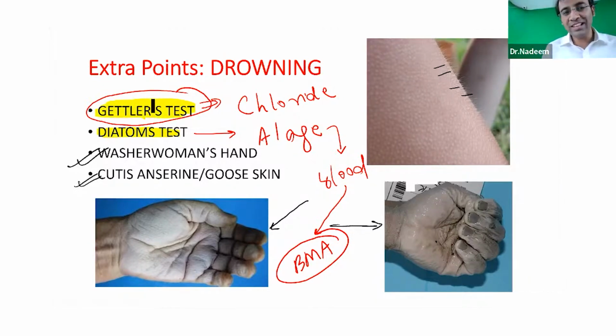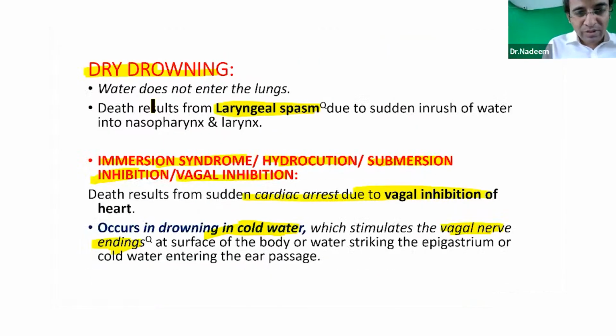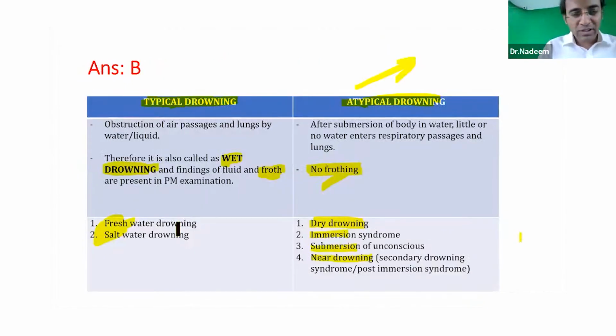So where do we use Gettler's test? Whenever we have to differentiate fresh water and salt water on the basis of chloride content. Chloride content.